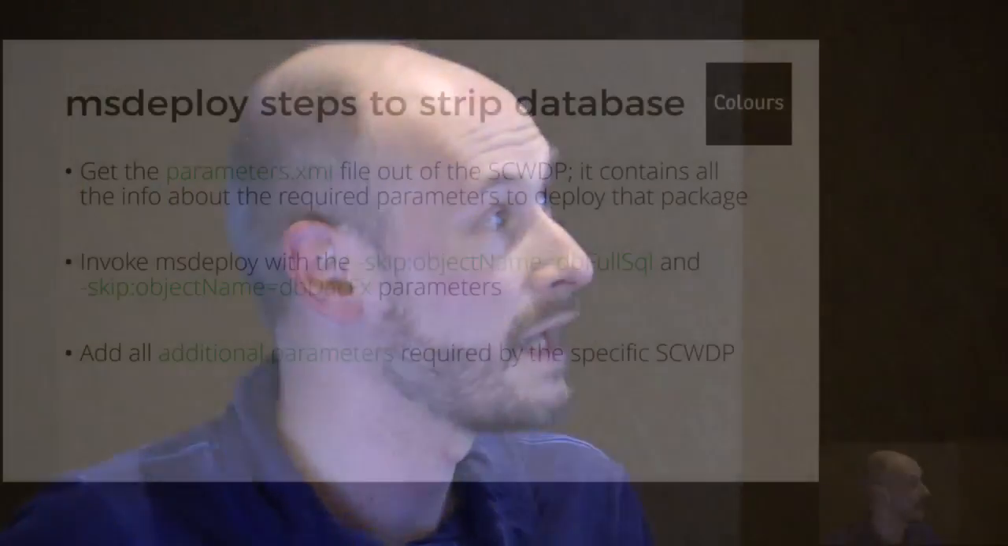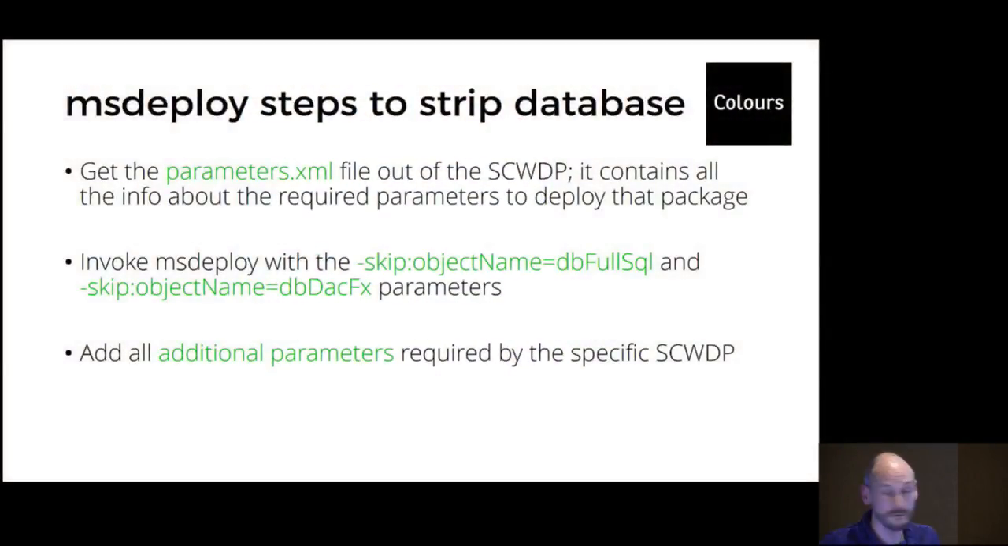And what you have to do is, within that SCWDP is a parameters.xml file, and it contains all the parameters it needs. And you have to take that file out of it, look at all the input parameters, and then you're going to invoke msdeploy with those skip object name, DB full SQL and DB DACFX, and it will strip them out. But you also need all the additional parameters that are required by this package.